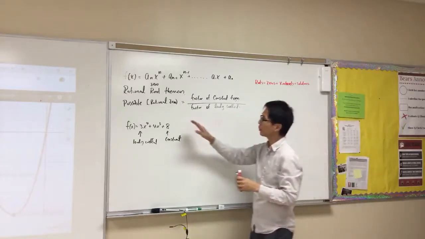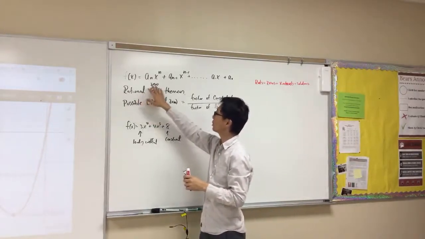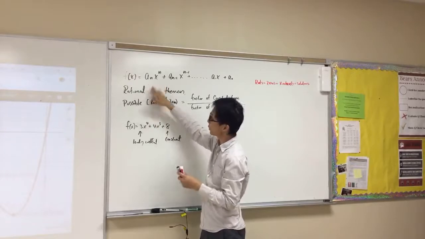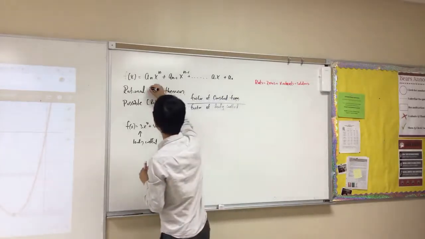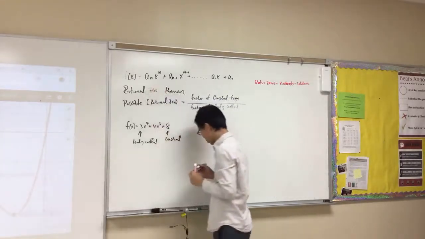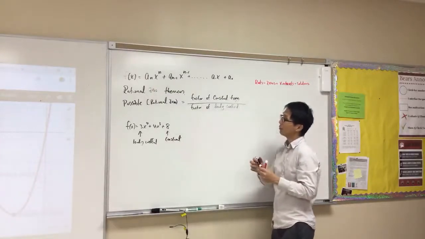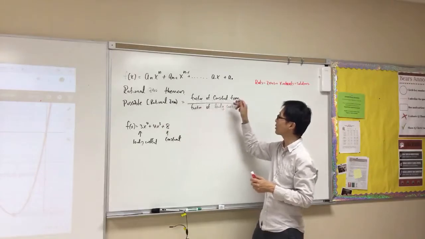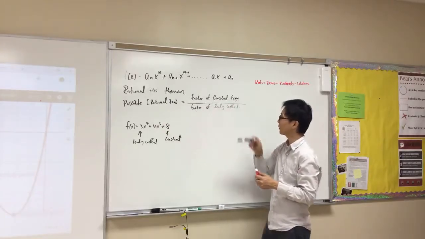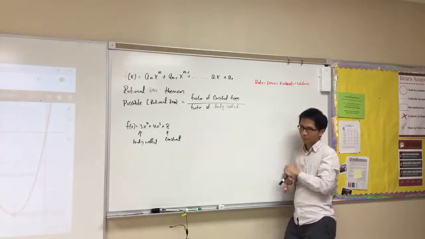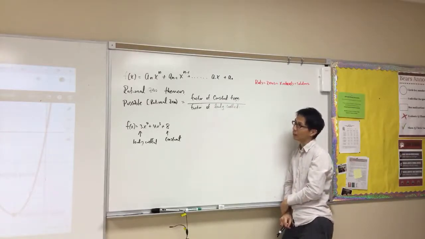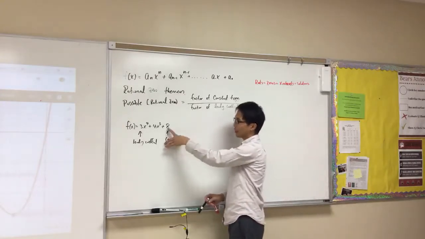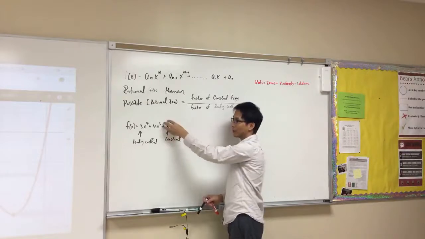So here we're going to say rational zero theorem. So I'm going to erase this part. Rational zero theorem says possible rational zero is equal to factor of the constant term over factor of leading coefficients. So what is constant? Constant is this number at the end. Yeah, so this is a constant. So whatever number comes at the end.